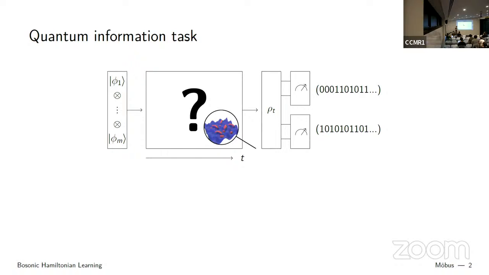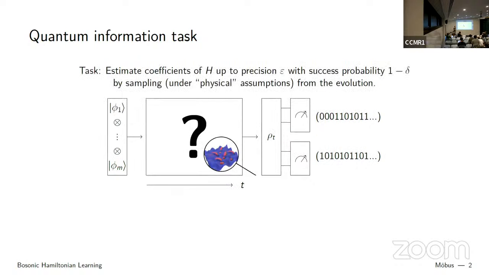Of course, we also need some structure in the Hamiltonian. We have a many-body system here, with, for example, nearest neighbors. So the task is to learn the defining coefficients in the Hamiltonian up to a precision epsilon and under some probability assumptions. These assumptions should be physical. For example, we have access to the input state, the output state, and the time it evolves.